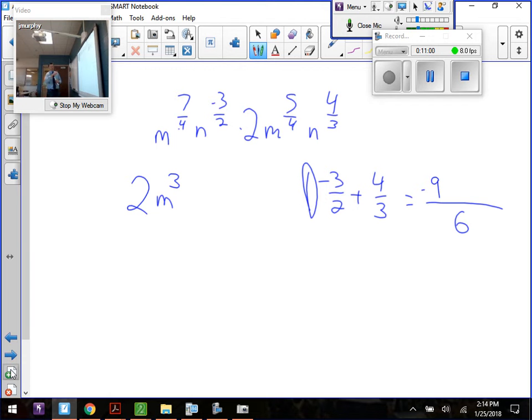And then on the other side, what do I have to multiply it by? 2. What do you get? Negative 1/6. Good. So you have an n to the negative 1/6. So now, is that negative 1/6 happy? No.